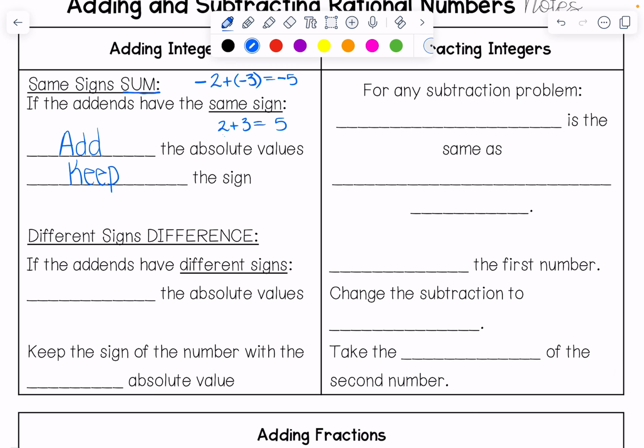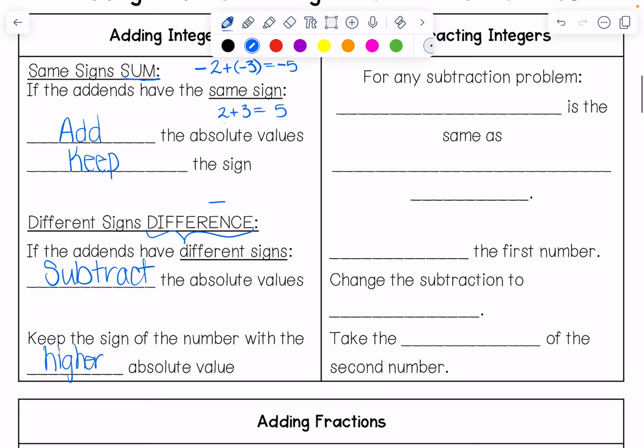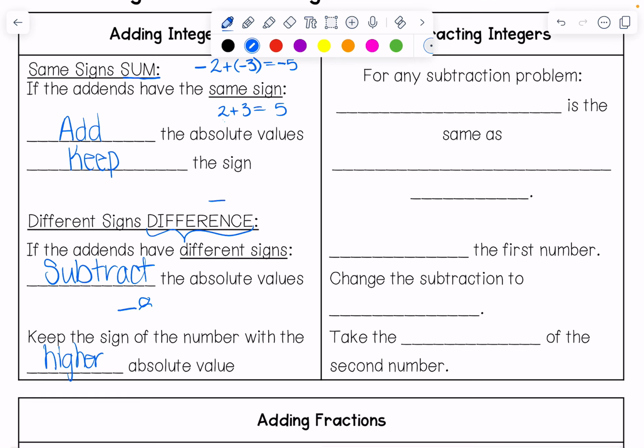When I have different signs, what we really end up doing is finding the difference between the values, or subtraction. So if the addends have different signs, we actually end up subtracting the absolute values. We need to subtract those two absolute values, and then we're going to keep the sign of the number with the higher absolute value. So for example, if I had -8 plus 3, the number with the higher absolute value is -8, which tells me my answer will be negative. And then because they're different signs, what I really end up doing is taking 8 minus 3 to get 5. So that answer would be -5.